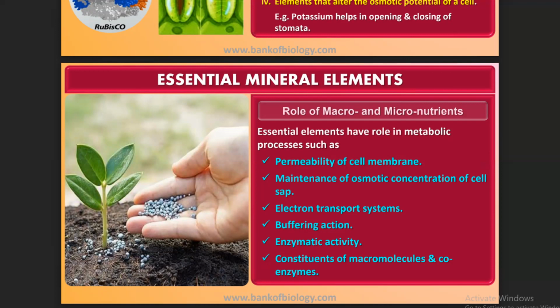Second is maintenance of osmotic concentration of the cell. It will maintain the osmotic concentration. What is concentration? Yeah, hypertonic or hypotonic. Concentration means there are some elements in the water. Like here, mostly it is potassium. Potassium will either move inside to make the cell hypertonic, or it can come out to make the cell hypotonic. Electron transport system. Okay. The electrons should be transported. During photosynthesis, you will learn this. Buffering action. What is buffering? What is a buffer? Not that buffering. Buffer in chemistry.